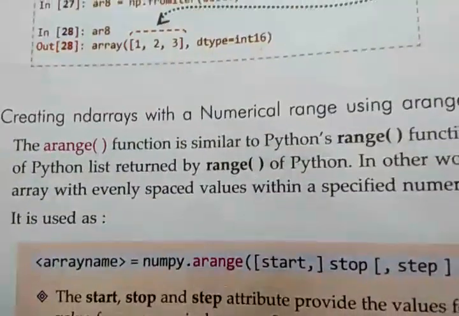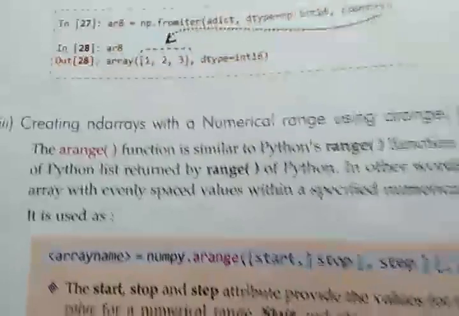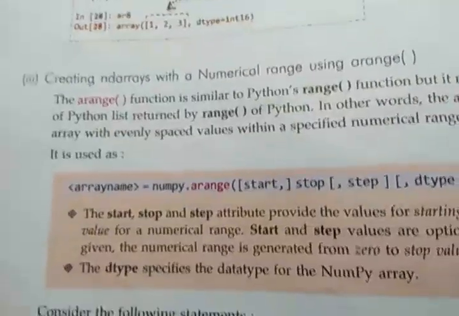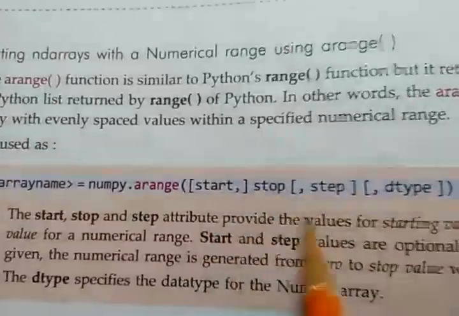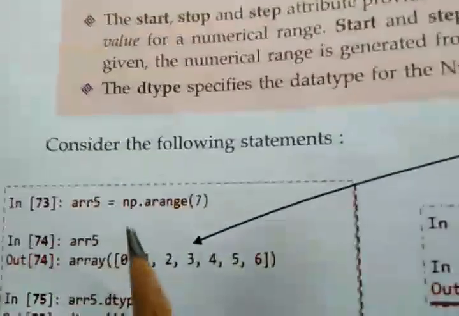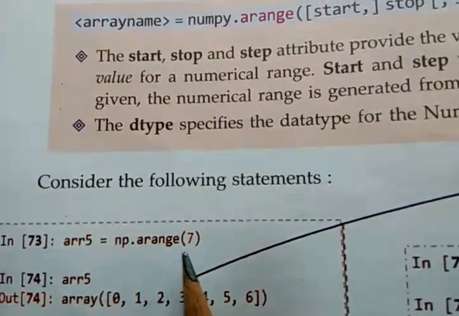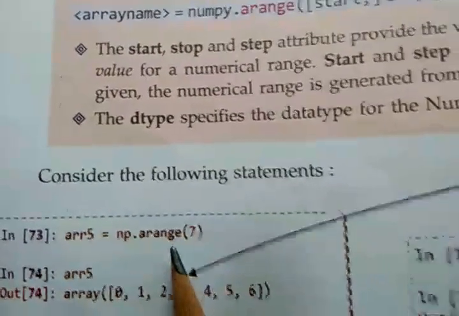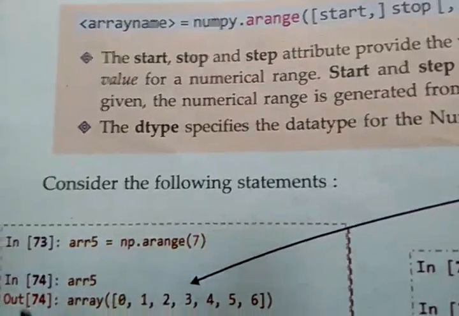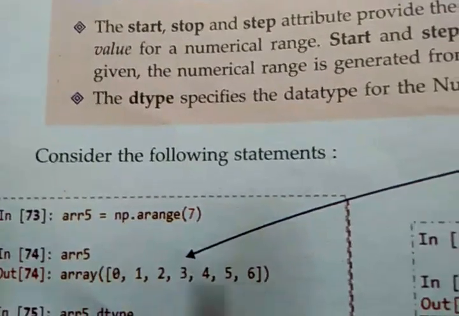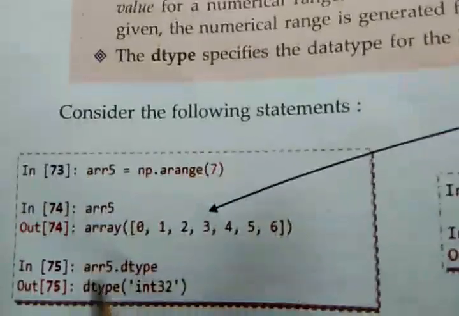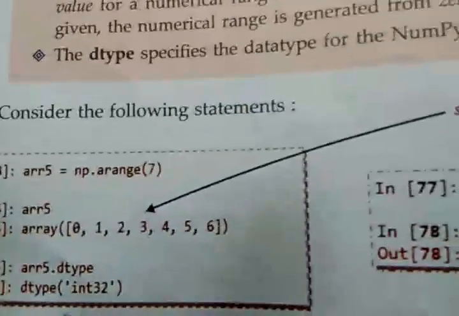Now, creating an ND array with a numeric range using the arange function. The syntax is the start value, stop value, the step increment and the data type. Now see here, the first one is only np.arange. We are using only the arange function. So the arange function will create default values from 0 to 6, total 7 values, and the default data type is 32-bit.